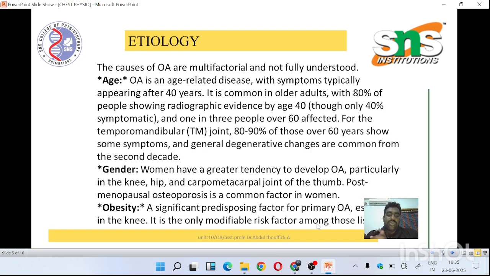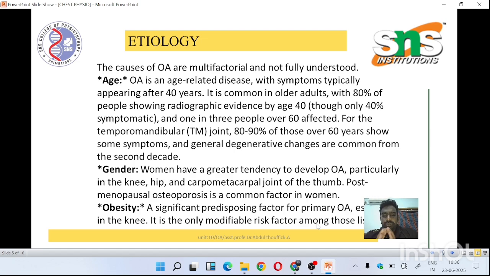Etiology. Why does OA happen? Let's break down the risk factors: age, gender, obesity, injury, and genetics. Age: most commonly affects after the age of 40. Gender: women are more affected than men, especially after menopause. Obesity: the only modifiable risk factor, especially for the knee joint. Injury: fractures or ligament tears can lead to secondary OA. Genetics: hereditary influence is stronger in OA of the knee than the hip.